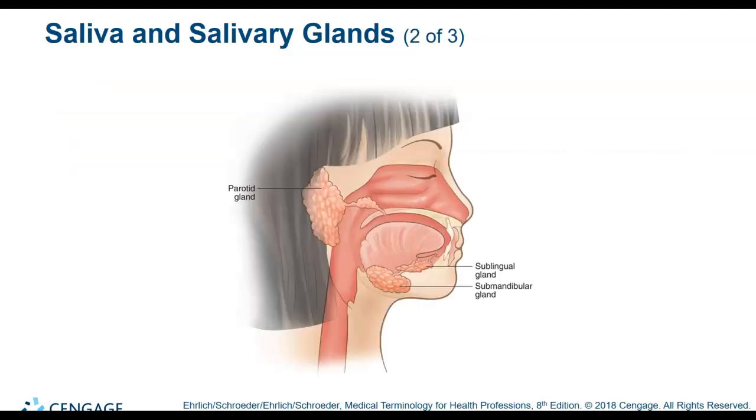So here we're talking about the salivary glands. Here's the parotid gland. It's located right in front of the ear. Our sublingual salivary glands are located under the tongue, and the submandibular glands are located on the floor of the mouth near the mandible. So there's three different ones: the parotid, which is by the ear, sublingual, which is under the tongue, and submandibular, which is under the mandible.